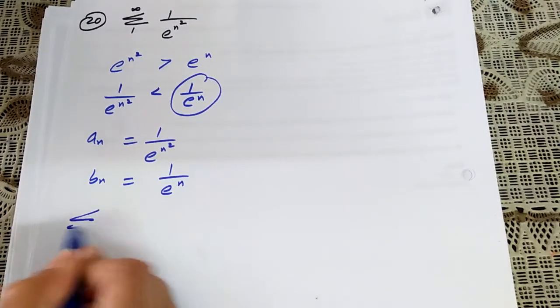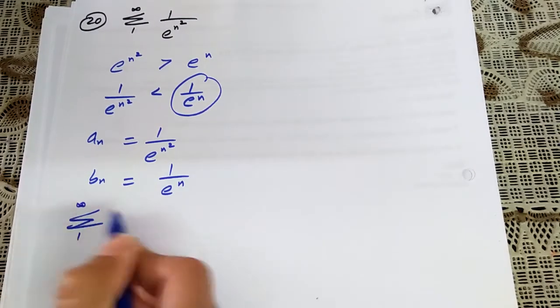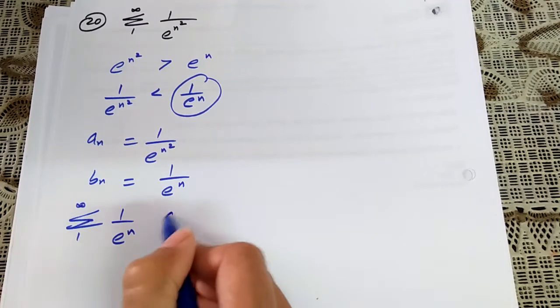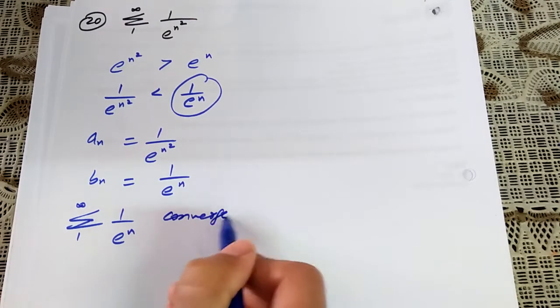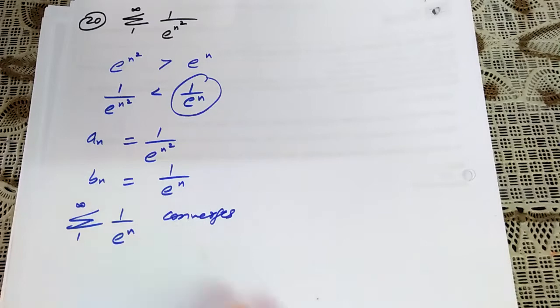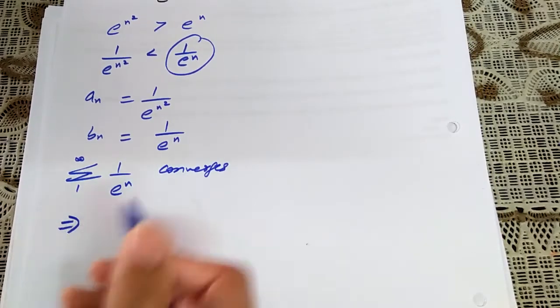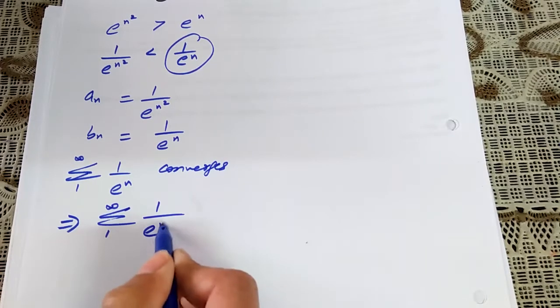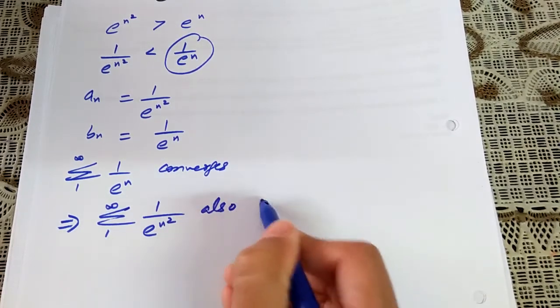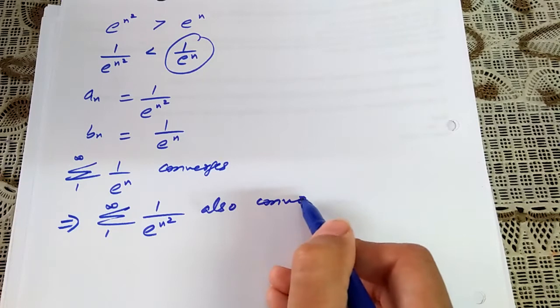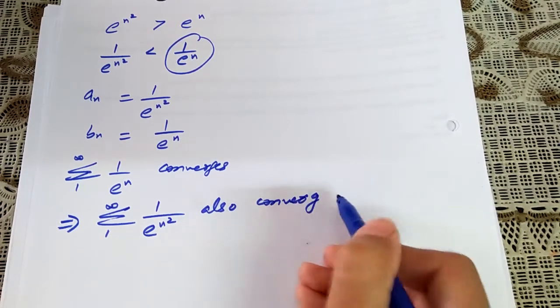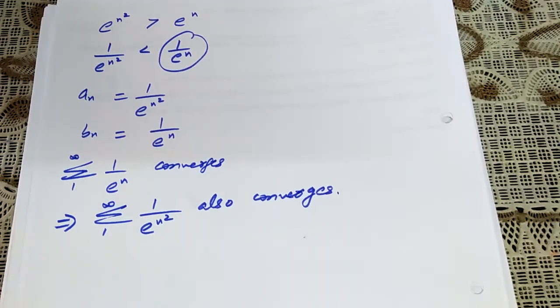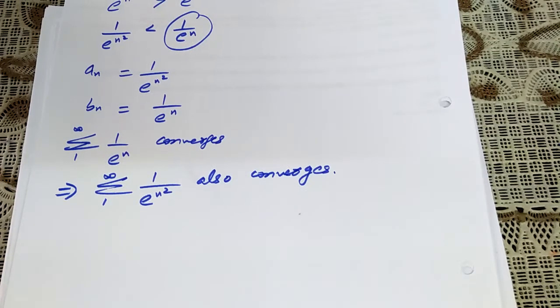And we know that summation 1 to infinity 1 over e raised to power n converges. It always converges. So this implies that the series, that is summation 1 to infinity 1 over e raised to power n square, also converges, by the comparison test.